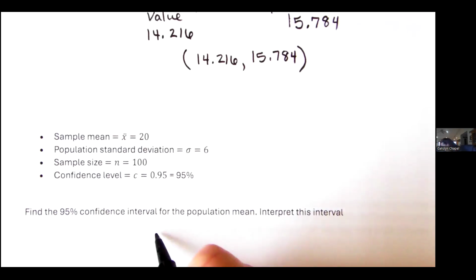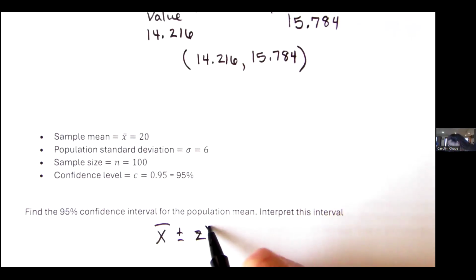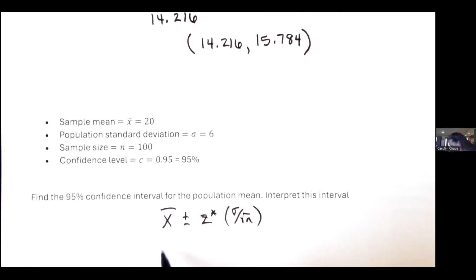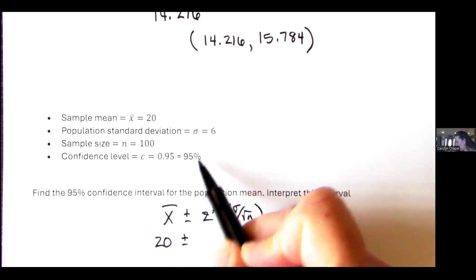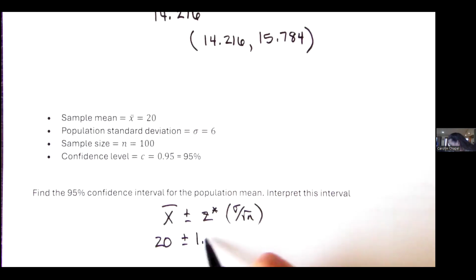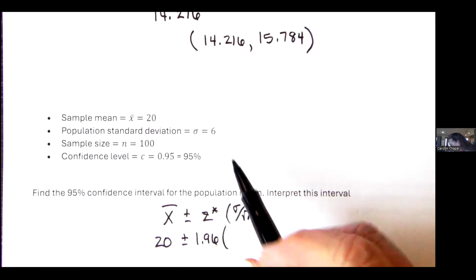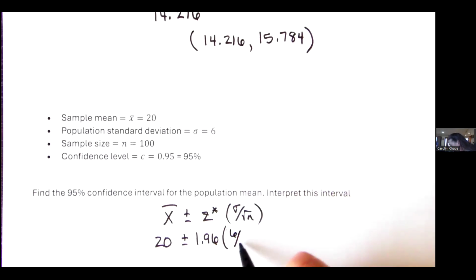So the formula again, X bar plus or minus, I'm going to put Z star sigma over that square root of n. My X bar is that 20 plus or minus. We're doing a 95%, so my Z star is still that 1.96. My sigma in this case is 6. My n is 100.